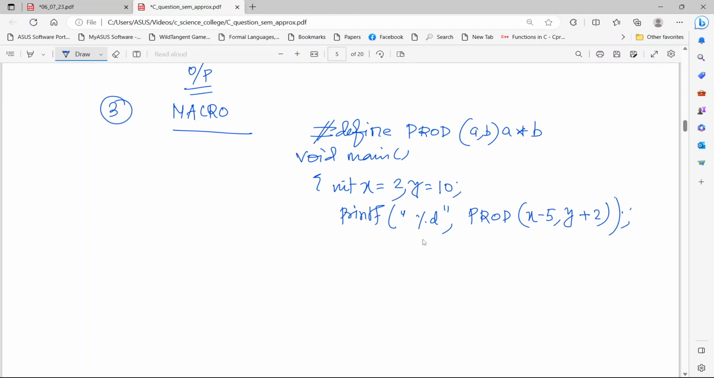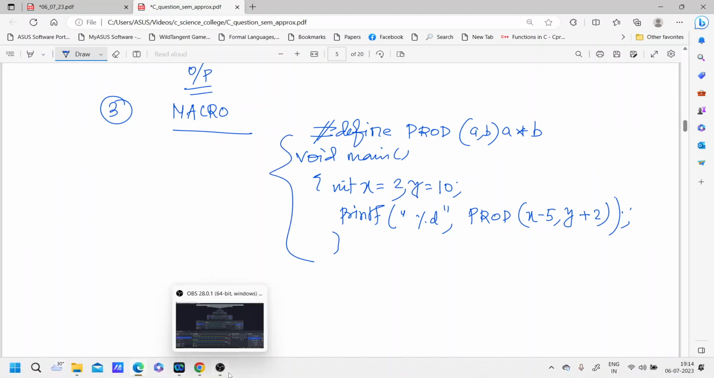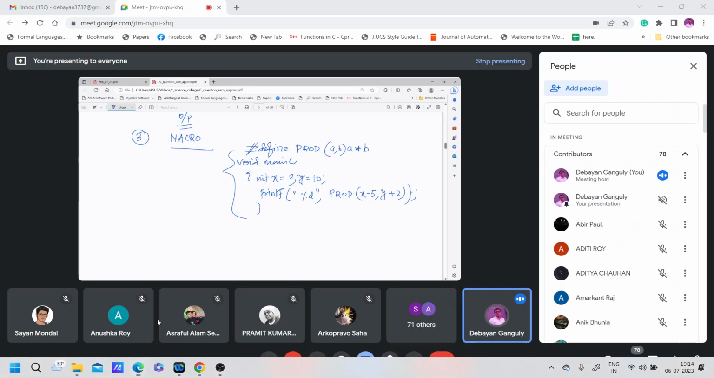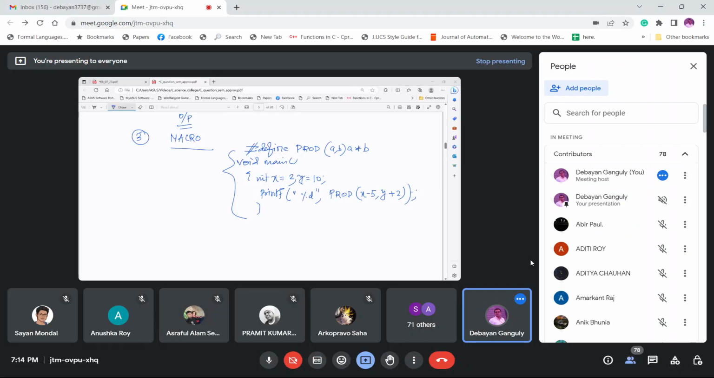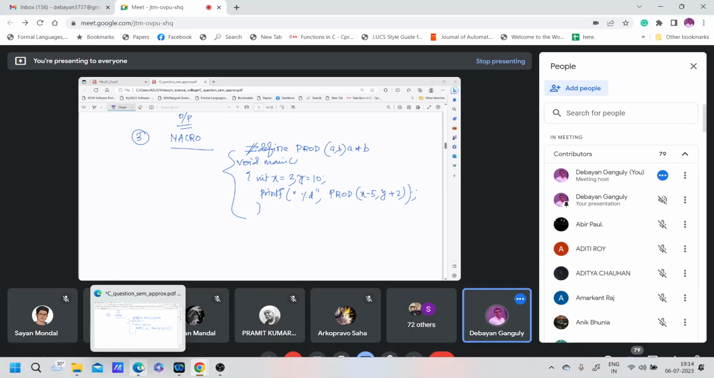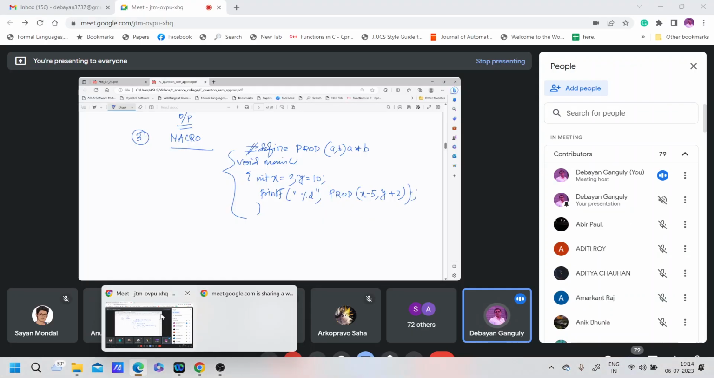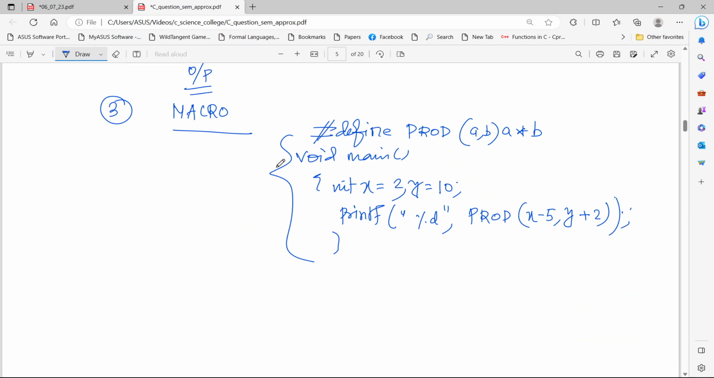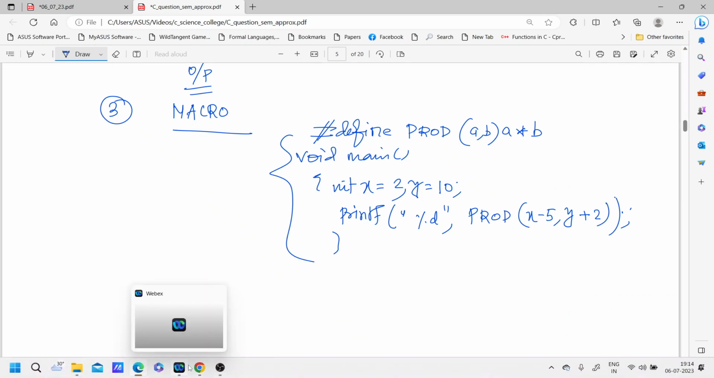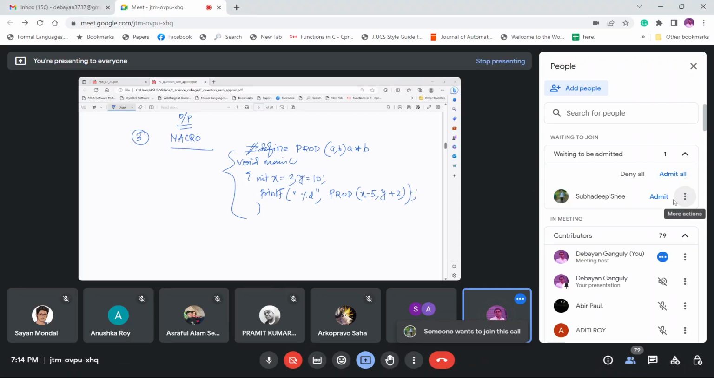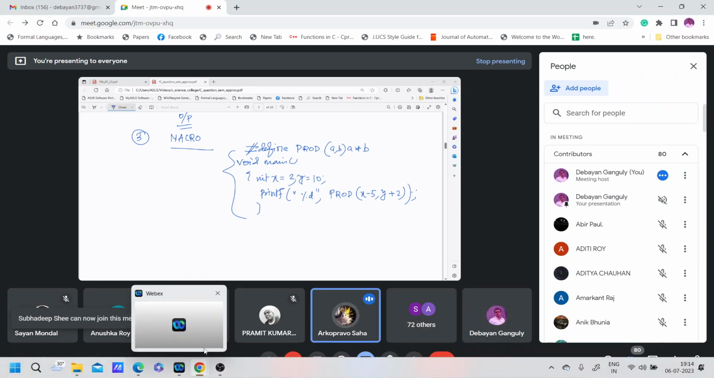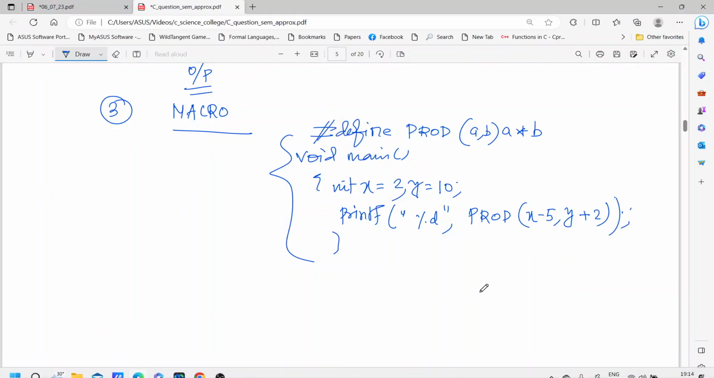So what should be the answer? First tell me what should be the answer, then I am discussing it. Whoever knows that particular thing, just tell me what should be the answer of this particular question. That is the third question that I have given. Minus 36. Okay, let's see, minus 36 or not.